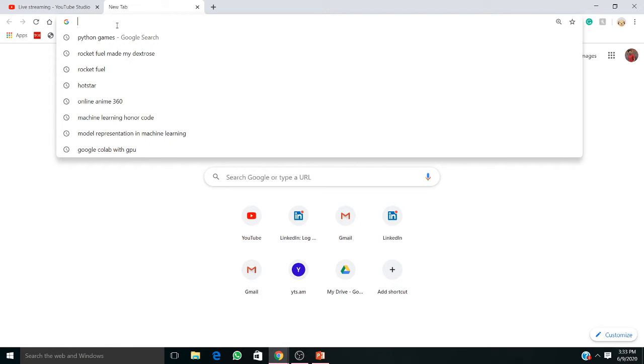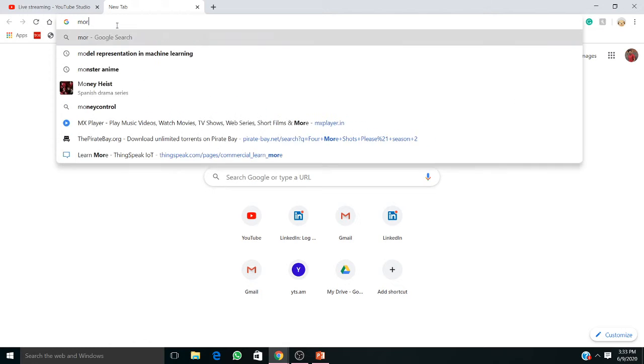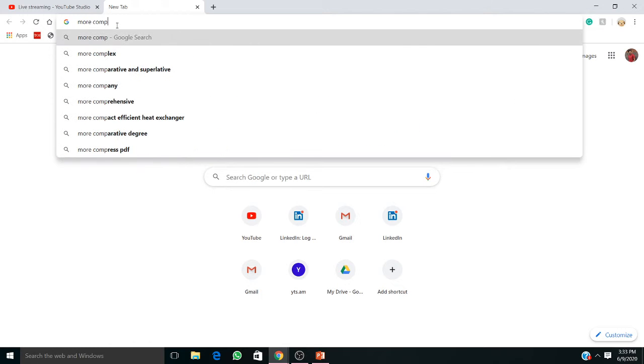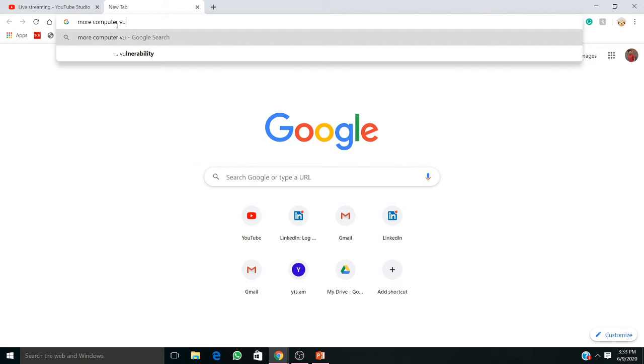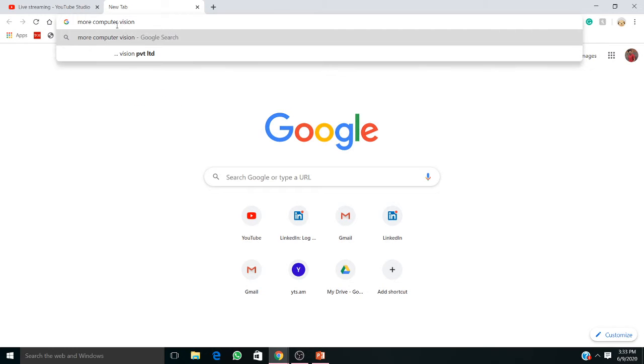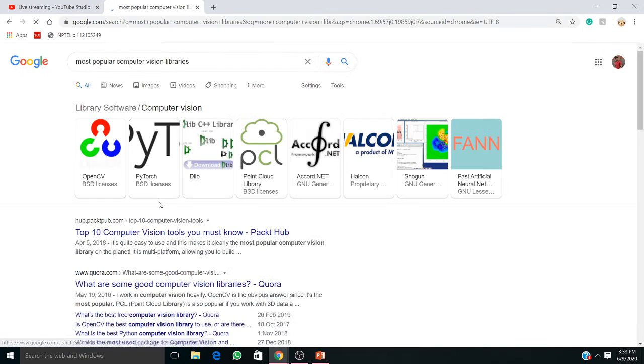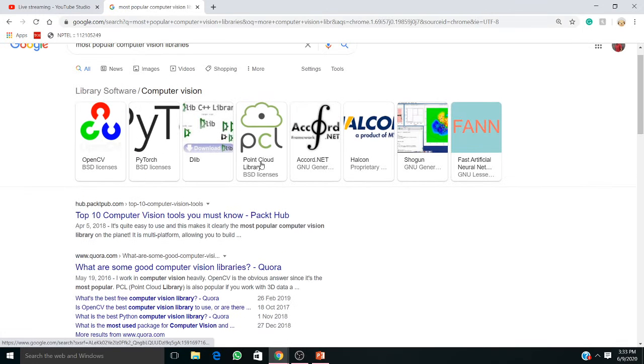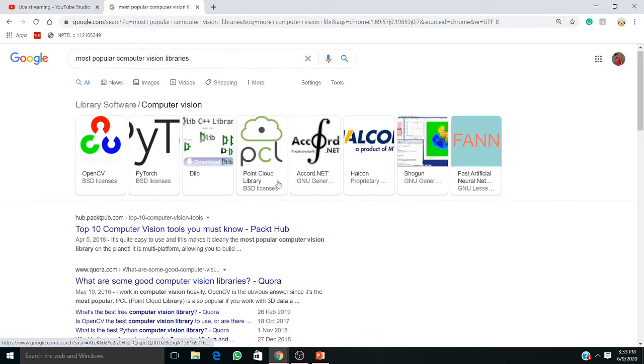And if I look at other computer vision libraries, there are PyTorch, DLIB, Point Cloud Library, Accord.NET, Halcon, Shogun, OpenCV. These are some of the computer vision libraries that people use.